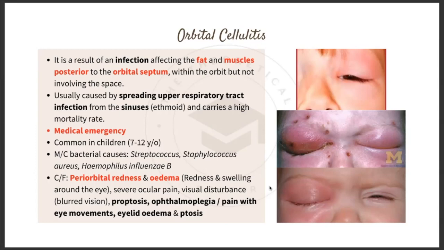There would be severe ocular pain and also visual disturbance. There may even be proptosis, ophthalmoplegia, or pain with eye movements. Ophthalmoplegia, basically, is almost paralysis of the eye, and there would be eyelid edema and even ptosis.